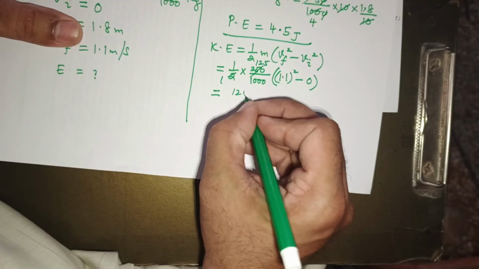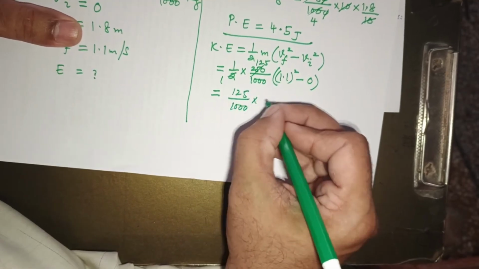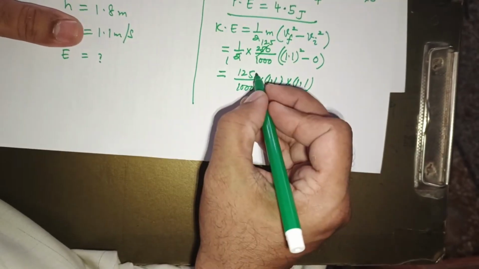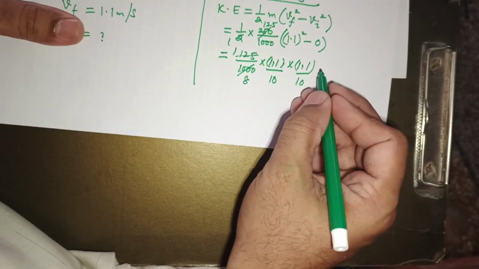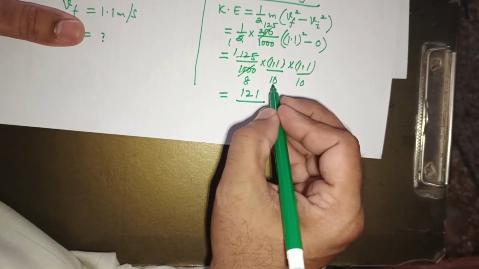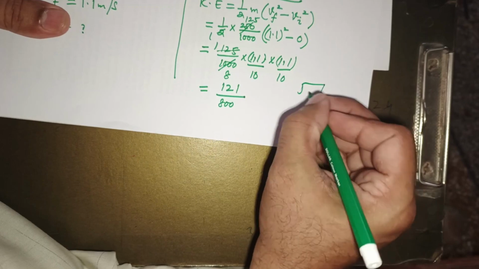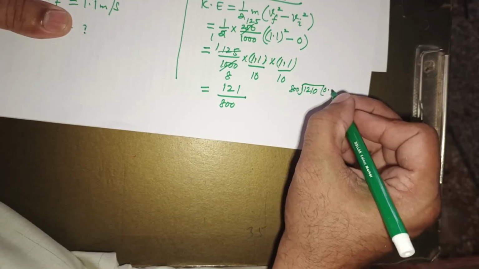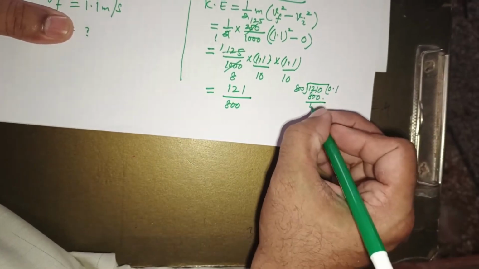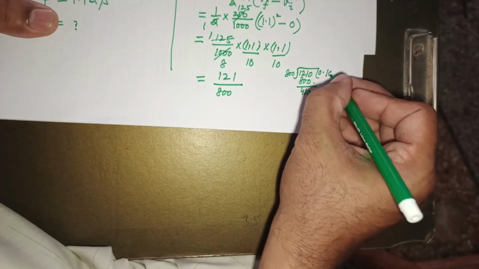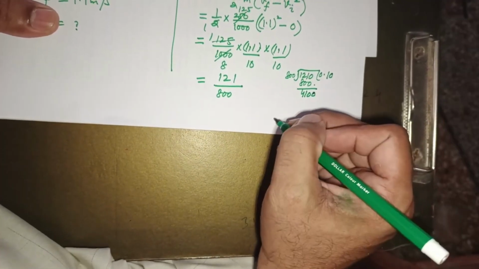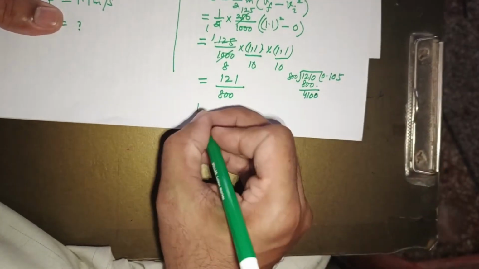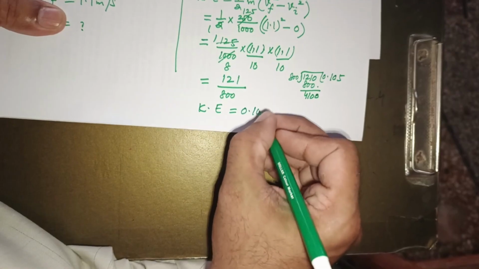This is 125 over 1000 and this is 1.1. Remove this decimal, you'll get 10. This is 125, this is 8. 11 into 11 is 121 and here we have 800. So when we divide 121 by 800, this is 0 point, this is 0. So we'll get 1 times 800. This will come 410. Again it needs 0 to be placed to get 1 and another 0, and then it will go 5 times. So KE equals 0.105 joules.